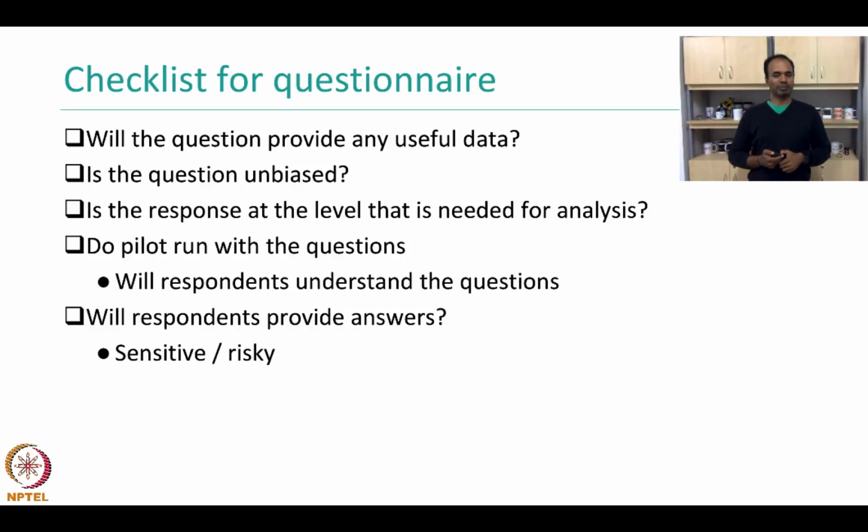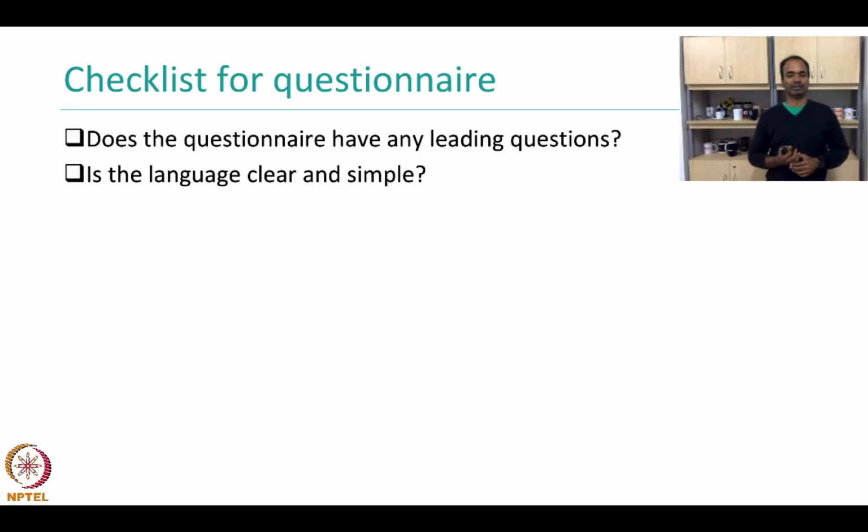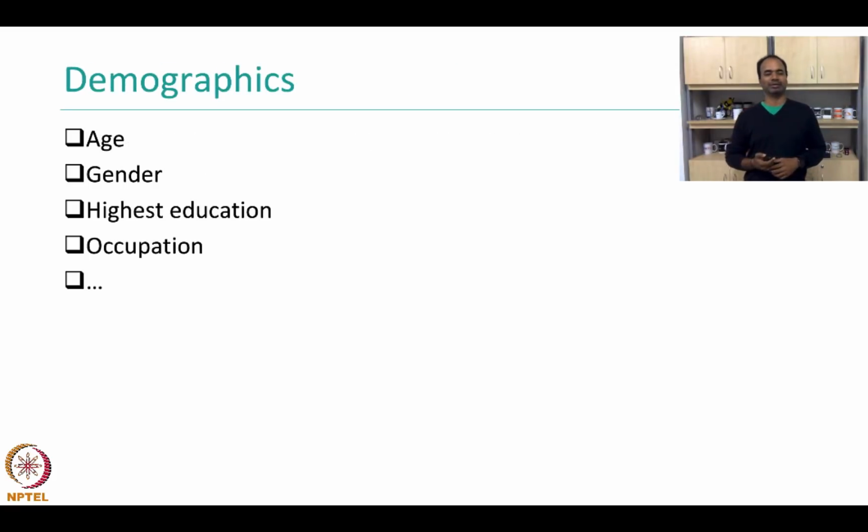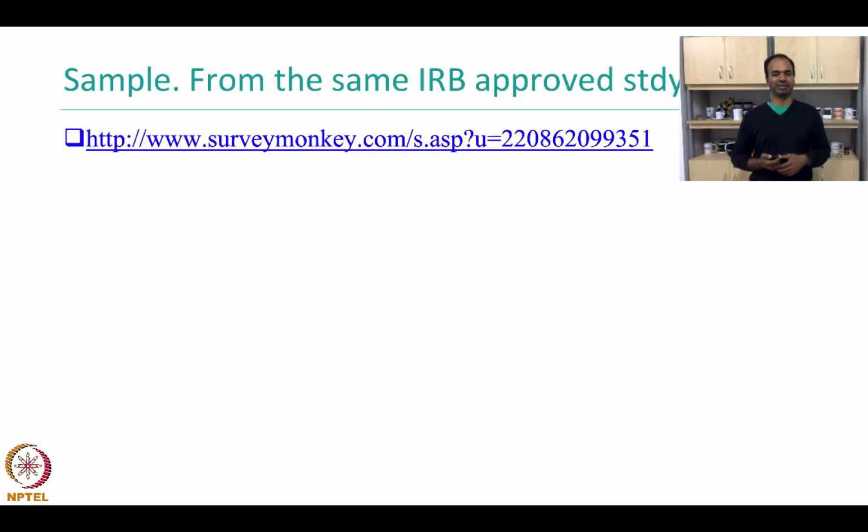Will the respondents provide answers? Some questions are sensitive or risky, so do you think the respondents will provide answers to the questions that you're asking? You want to be clear about some of these questions. You want to have these checklists while creating your questionnaire. Does the questionnaire have any leading questions, which I was saying earlier, or priming questions? Is the language clear and simple? The general demographics that people collect are age, gender, highest education, occupation, salary, all of that.